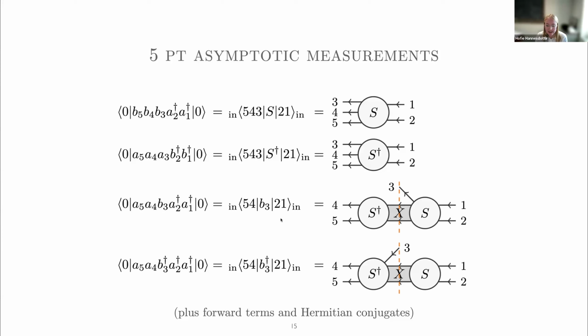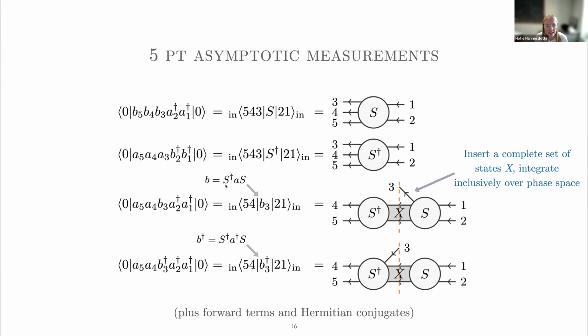So if we try to draw this using again our relations that B is S dagger A S, and we insert a complete set of states and have what becomes an A3 act on that complete set of states, the diagrammatics would be like this. So it's particle 1, 2, going to 3, and then any particles in the set X that are allowed. And then we have the S dagger matrix for X going to 4, 5.